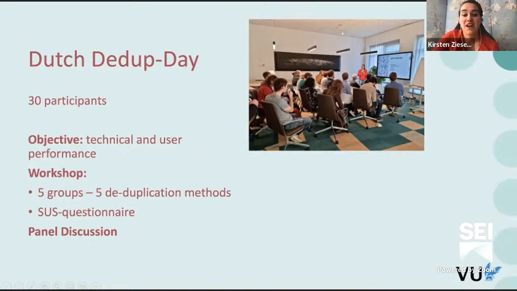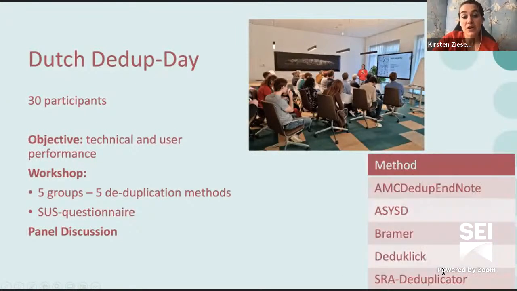The participants were divided into 5 groups. Each of the groups was assigned a selected deduplication tool. The 5 tools selected were the AMC dedup EndNote, Assist, the Bramer method, Deduplicate, and the SRA Deduplicator.